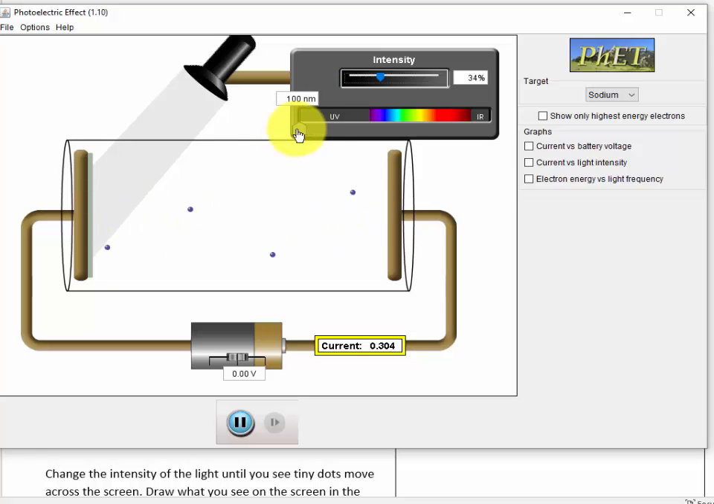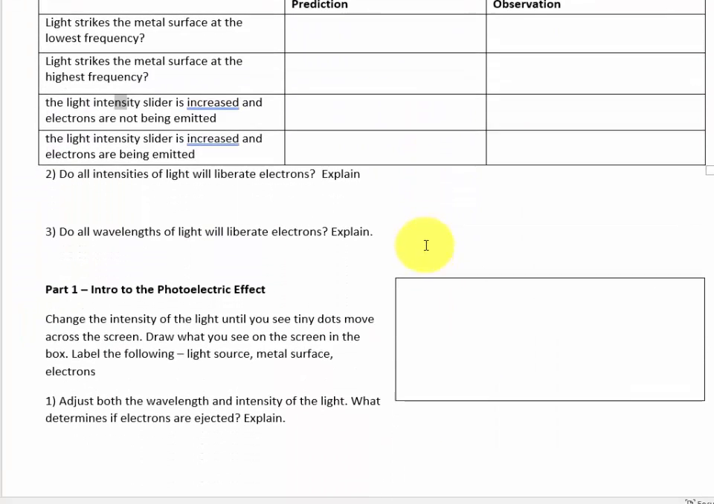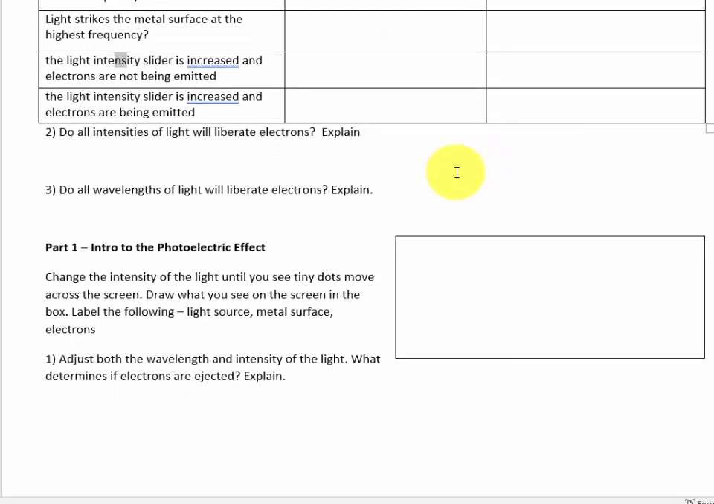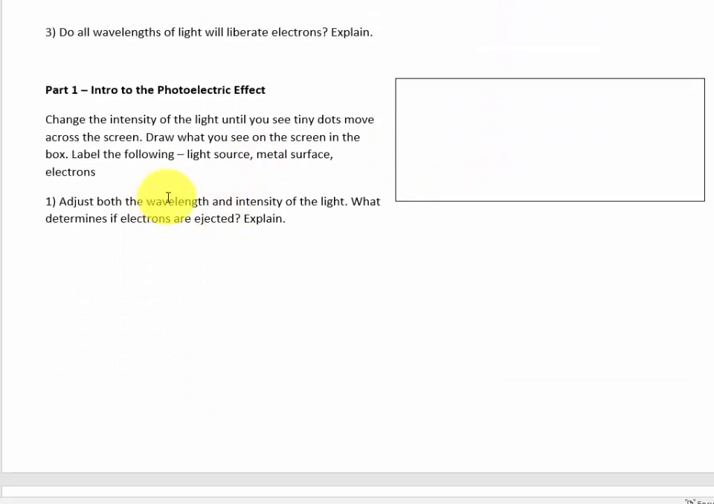Now I'm going to go to the lowest frequency, the highest wavelength the simulation can do, and I'm going to increase the intensity all the way up. I'll decrease the intensity all the way down. I'll go to this scenario over here. Intensity is all the way down, and now I've turned intensity all the way up. So I didn't quite go in the order that it asked, but you should be able to make your observations from that.